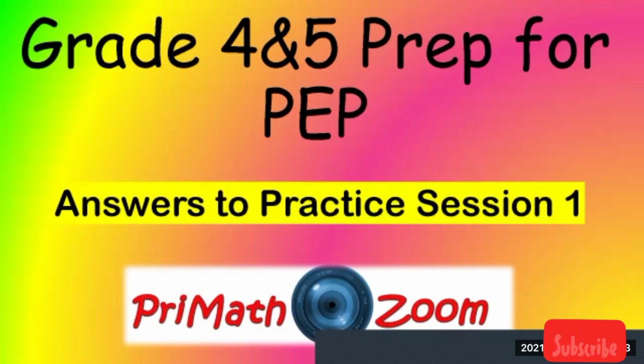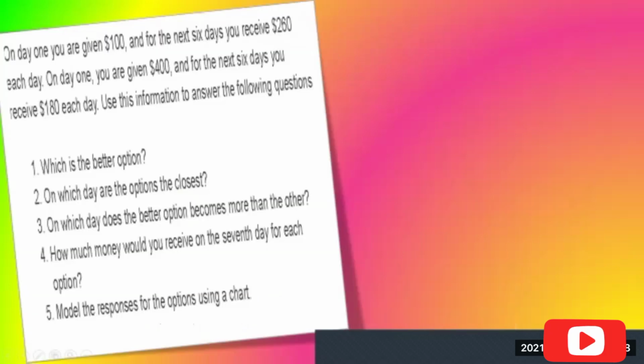All right, so let's dive right into this session. So the question that we're working on is, on day one, you are given $100. And for the next 6 days, you receive $260 each day. The next scenario is where on day one, you are given $400, and for the next 6 days, you receive $180 each day. Use that information to answer the following questions.